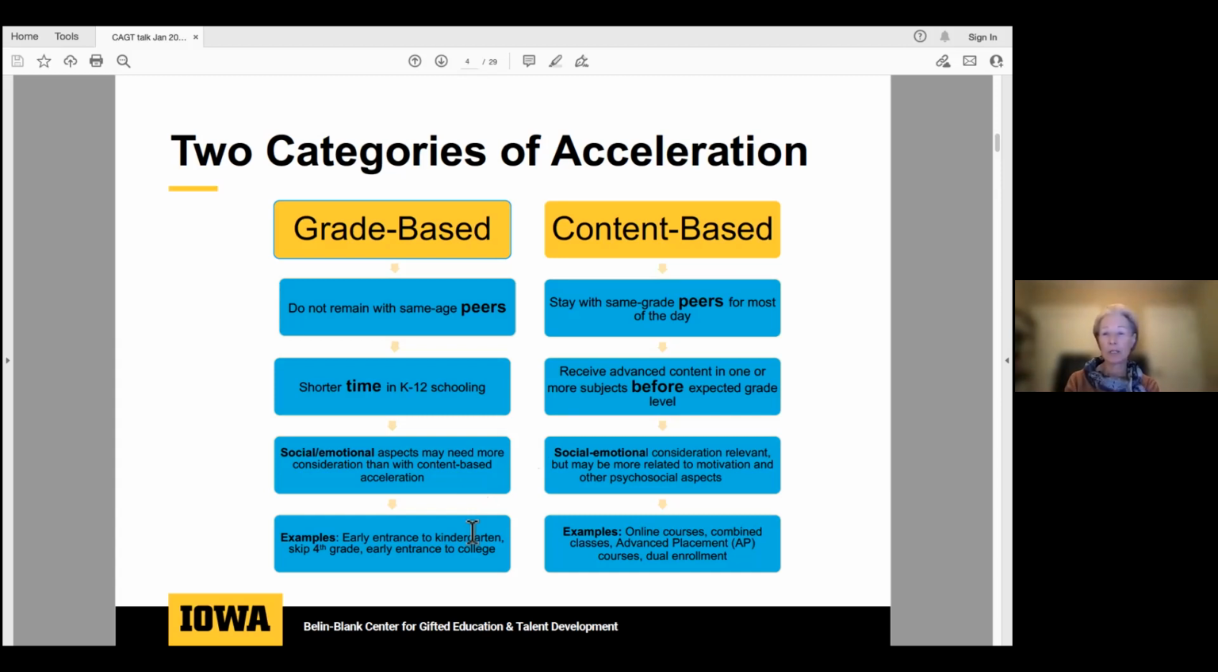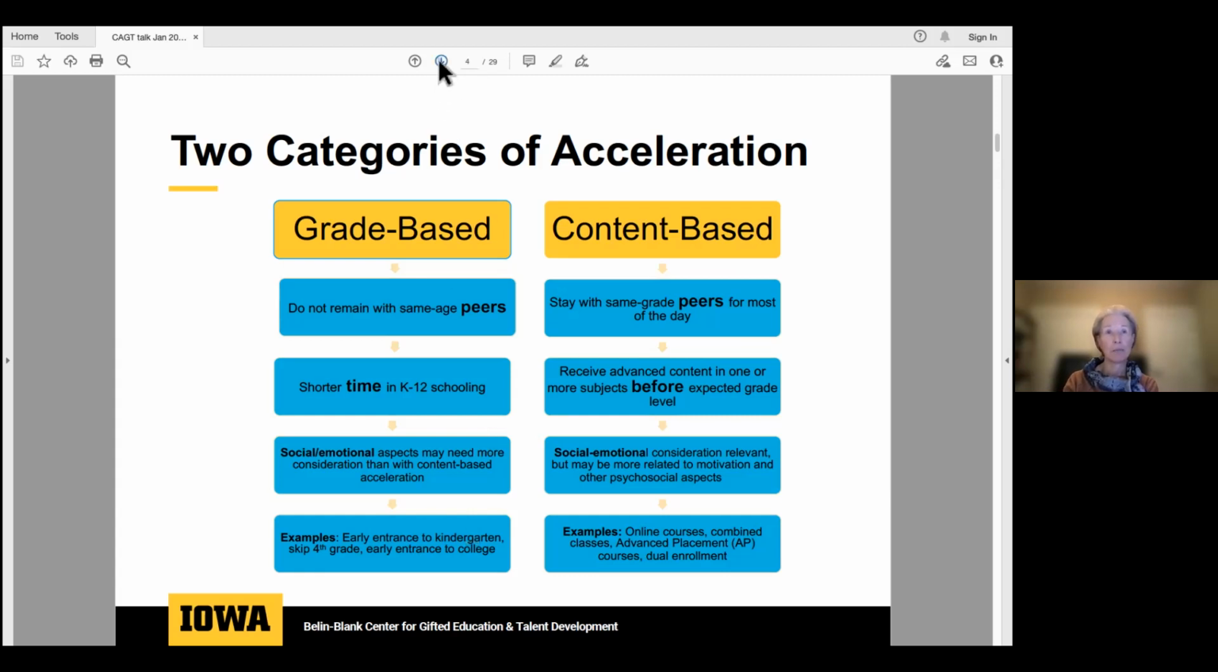Content-based acceleration is something that happens quite often in schools, and sometimes people aren't even aware that that's what's happening. For example, advanced placement is an example of content-based acceleration. When students are taking AP Calculus, for example, that is a college level course that they're taking in high school, so they're getting advanced curriculum. That's just one example of content-based acceleration.